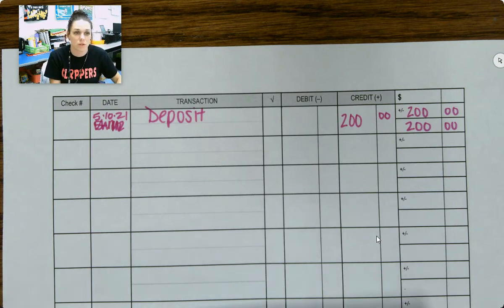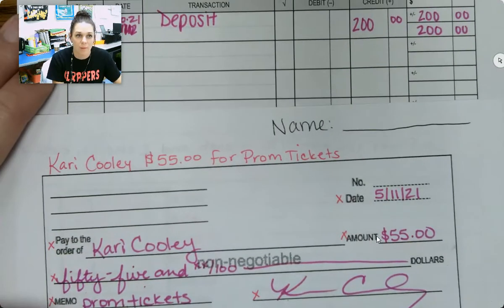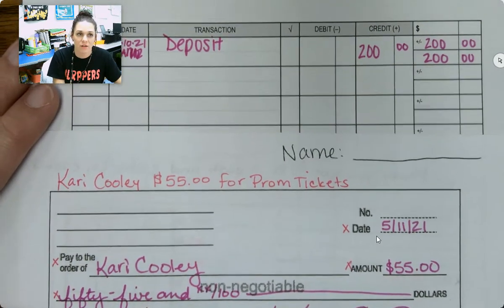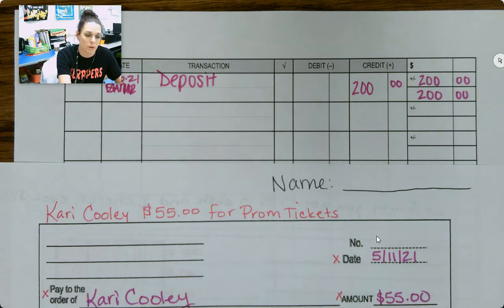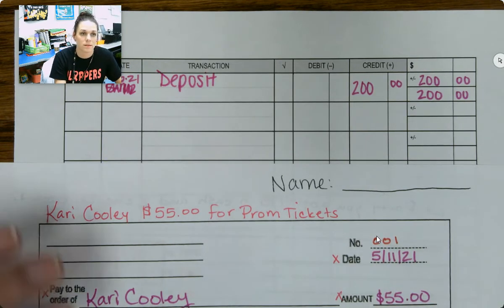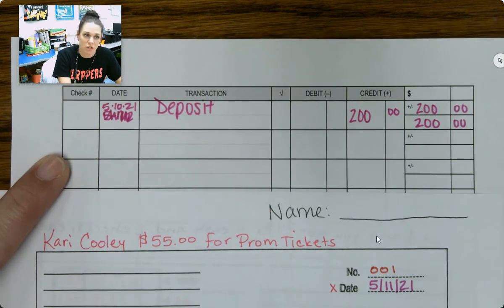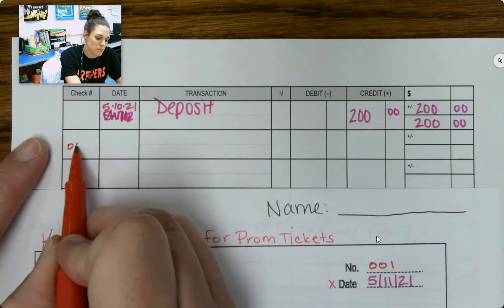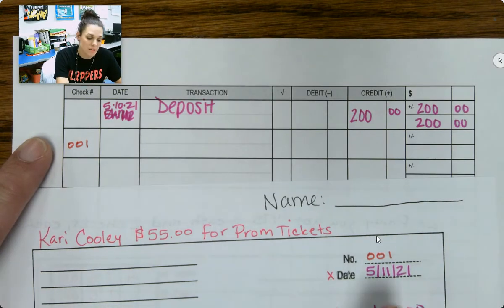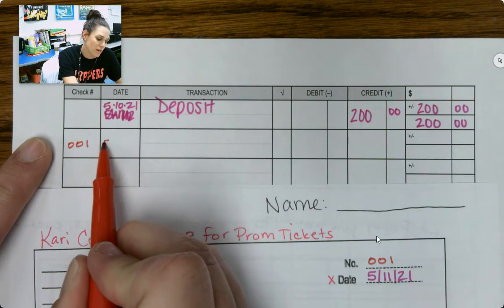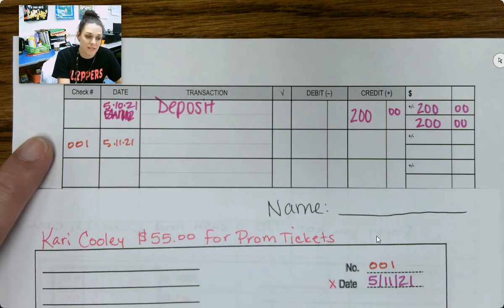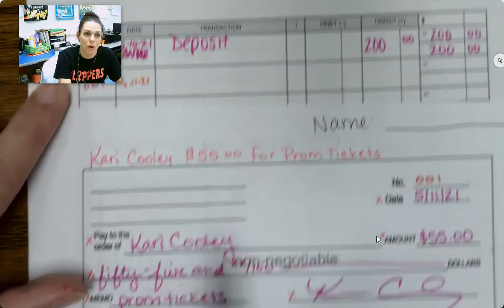So I'm going to go to this first check for our prom tickets that we had. And I spent $55. Now, we did not give this a check number, so I'm just going to title it 001 because, well, why not? So to put this in my check register, I used check 001, and I only put a check there when it is a check number. The date of this check was 5/11/21.